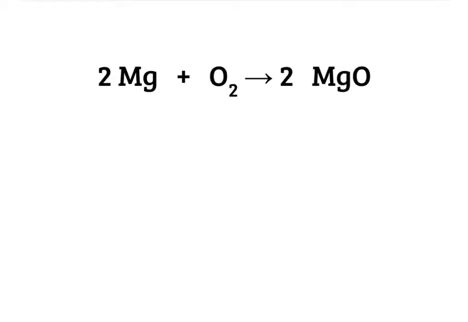Today we start the unit of electrochemistry. In it we will talk at length about oxidation-reduction reactions. Let's look at this reaction. It is our old friend, burning of magnesium and oxygen.